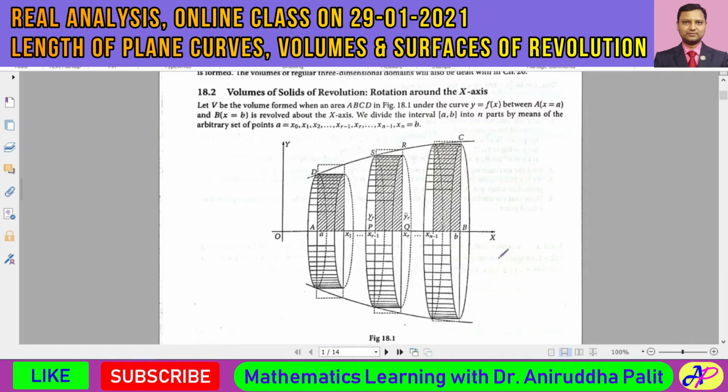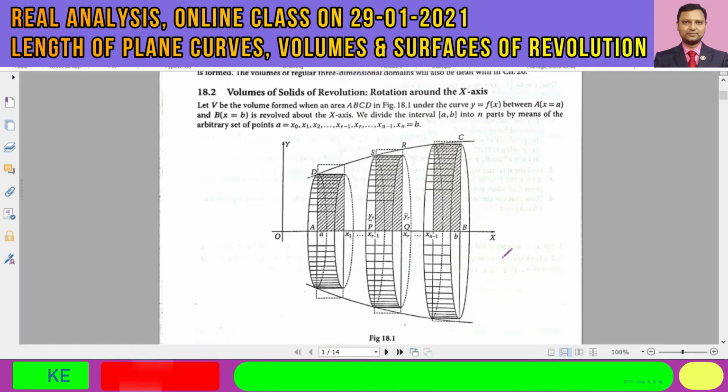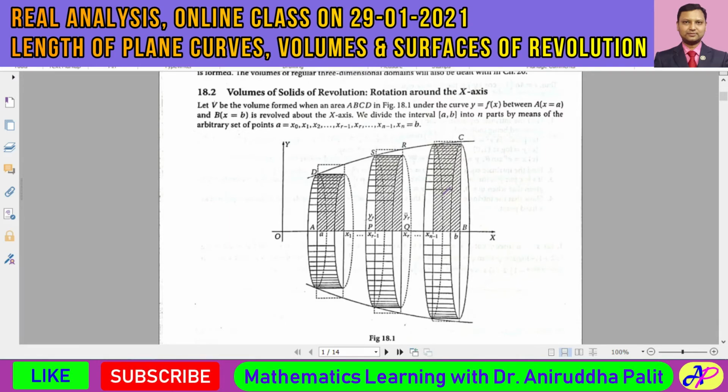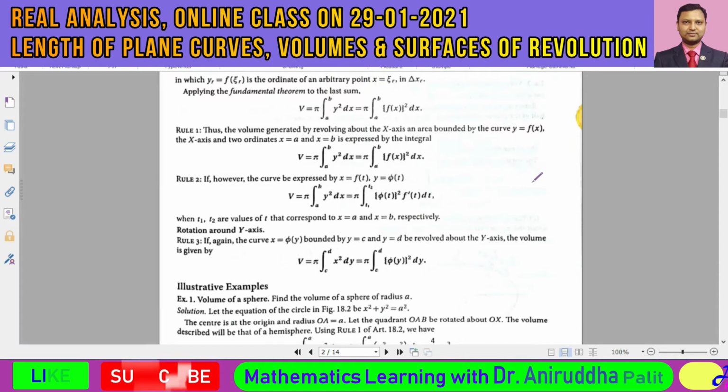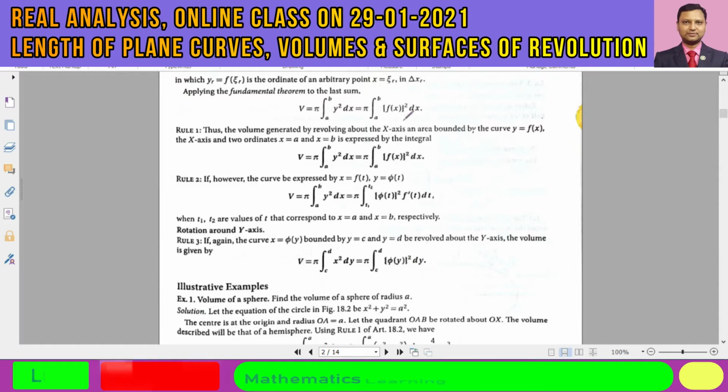Over here you don't need all this deduction. What you need to know is the formula. Suppose a curve is rotated about the x-axis.